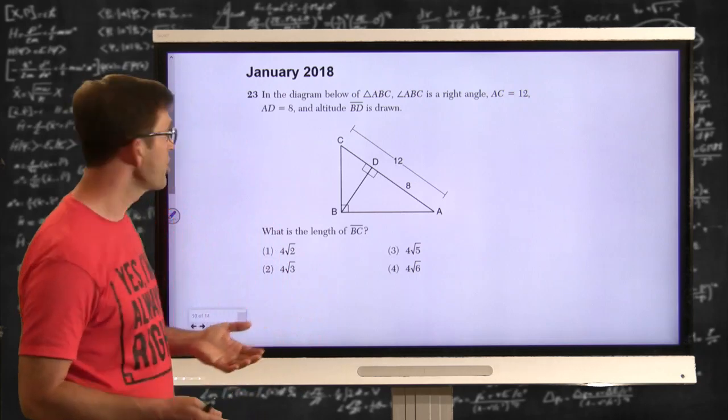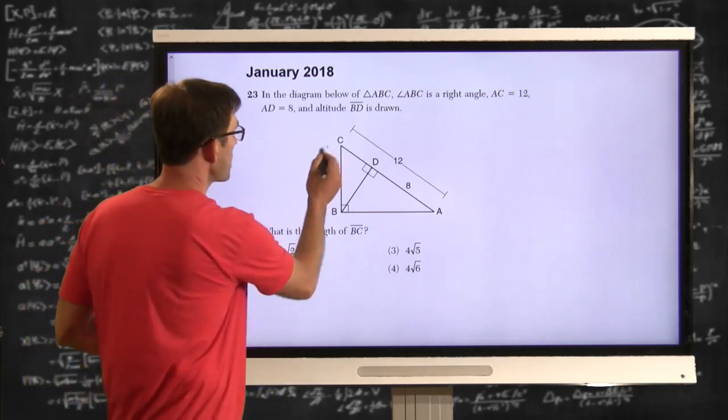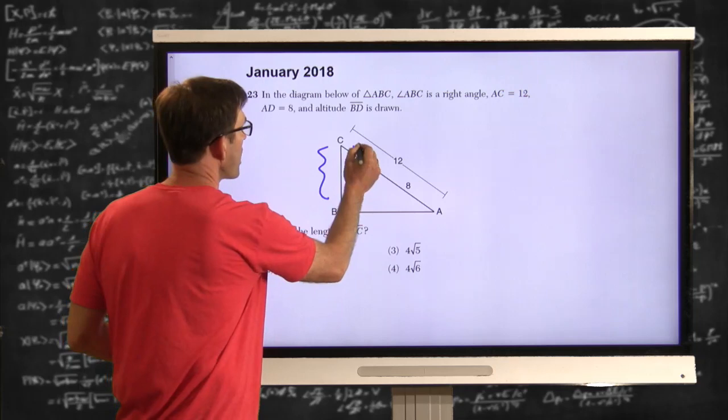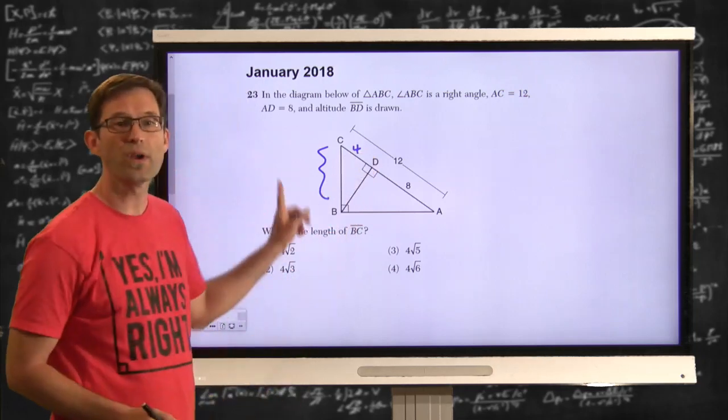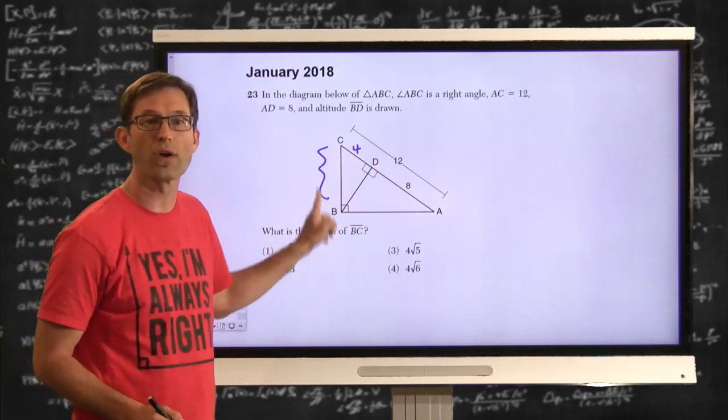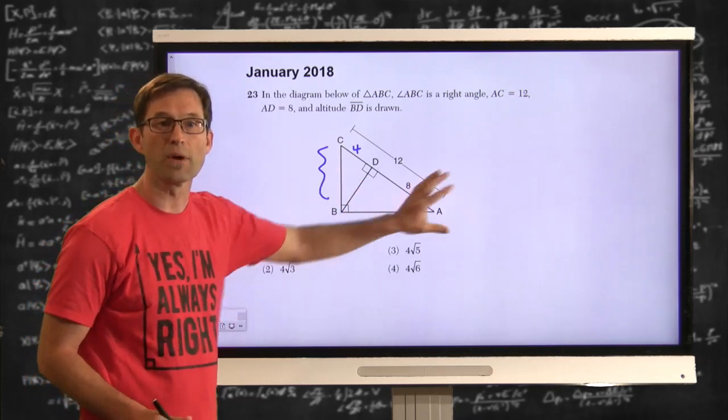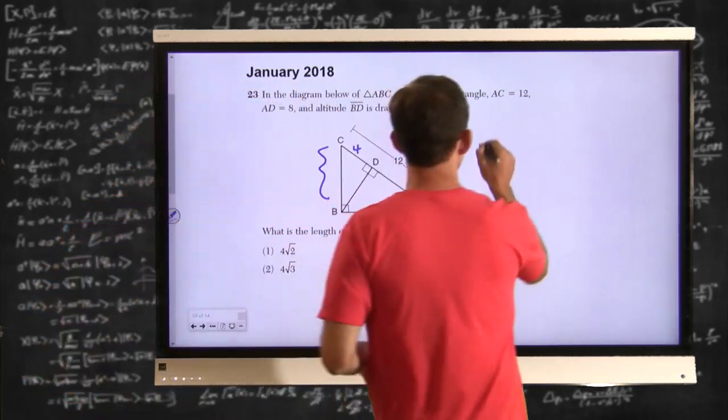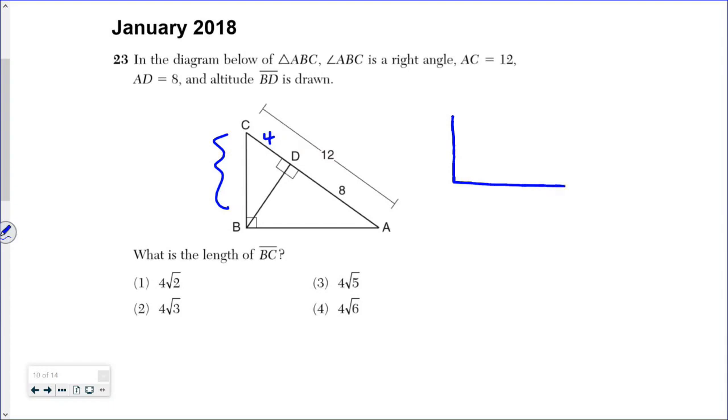In this particular problem, it says, what's the length of BC? I want to know this length. Obviously I can figure out that this length is 4. Then to figure out this length, I'm going to redraw triangle BCD over here so that it's oriented in the same direction. So I'm rewriting BCD. D is the right angle, B is down here, C is up here. I know CD is equal to 4. I'm looking for BC, so I'm going to call that X. I'm going to call it X over here as well because it's the same BC.